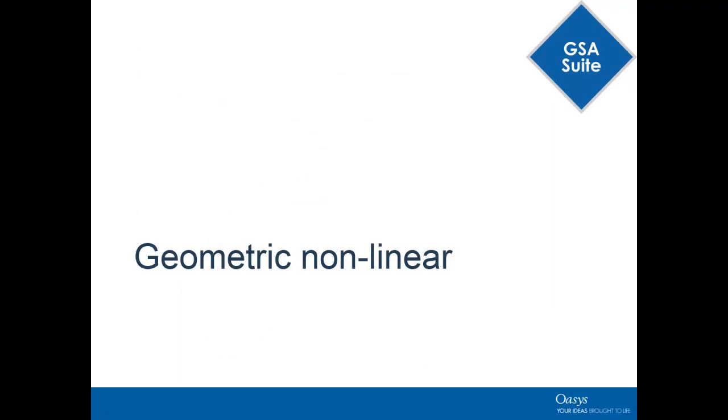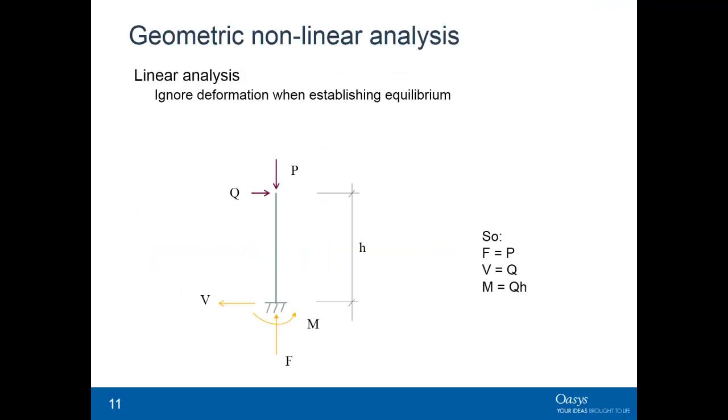So let's start with geometric nonlinearity. Here we have a classic cantilever column under a vertical load P and a horizontal load Q. And when we say we're ignoring deformation when we establish equilibrium, that means that the vertical reaction F is exactly equal to the vertical load P. Likewise, the shear V is exactly equal to the load Q, and the moment is Q times the height.